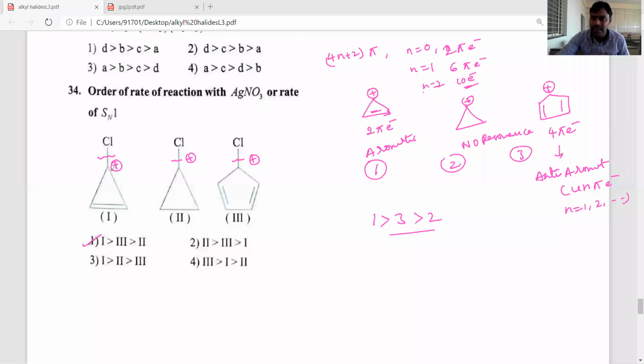Okay, students. So here first in carbocations we need to observe which is more stable. So here resonance factor or aromatic carbocations are more stable than anti-aromatic, because aromatic compounds are more stable when compared with anti-aromatic. Aromaticity, how can you observe? 4n plus 2 pi electrons we need to check.